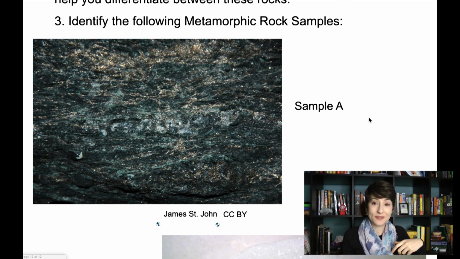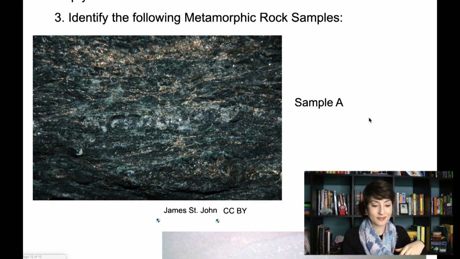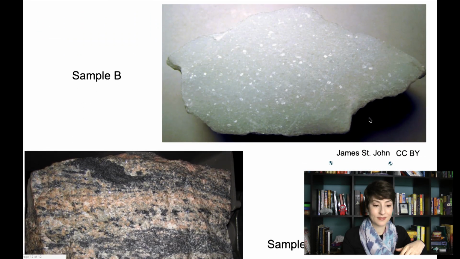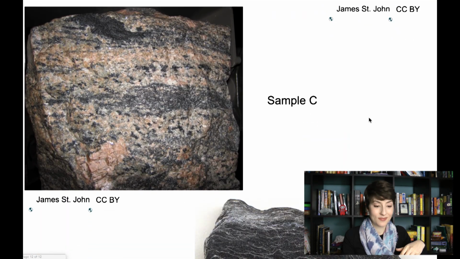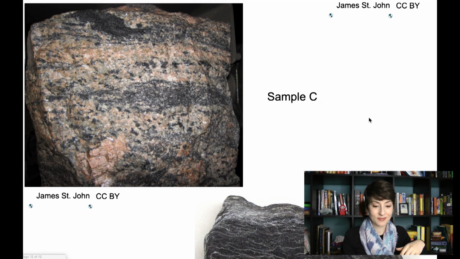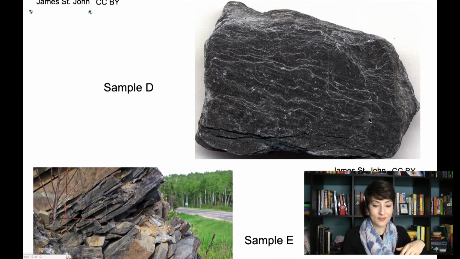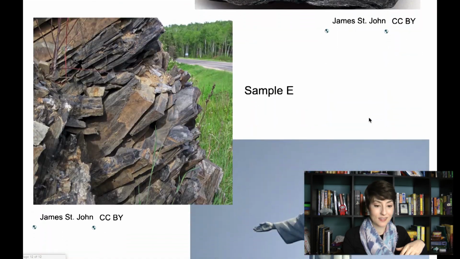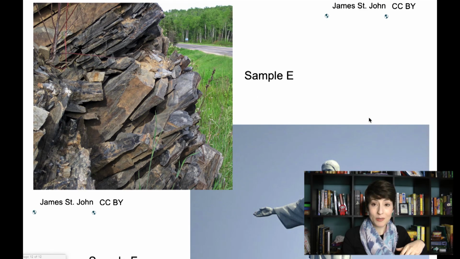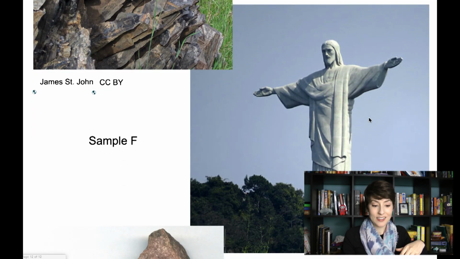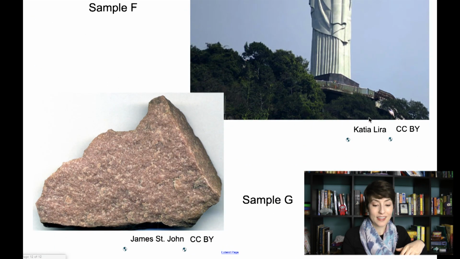The other thing you're going to do is you're going to identify some of these metamorphic rocks on the SmartNote. The first one you're going to identify is right here, sample A. Sample B. Sample C. Sample D. Sample E, which is actually a rock outcrop of this type of metamorphic rock. Sample F, which is a famous statue you may recognize. And finally, sample G.